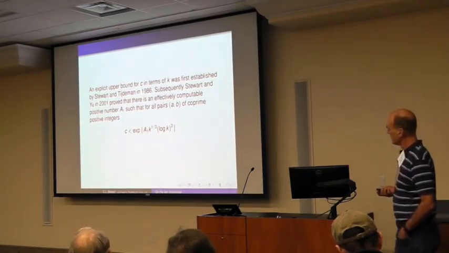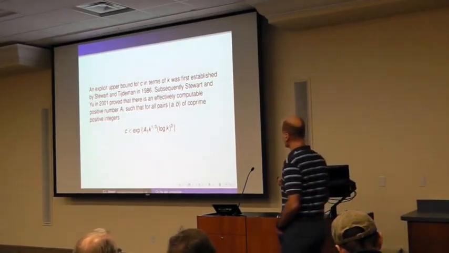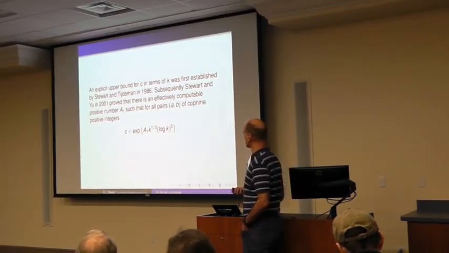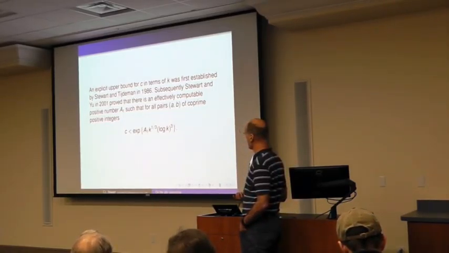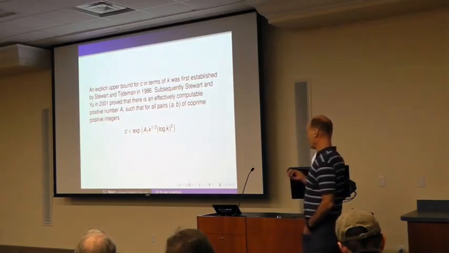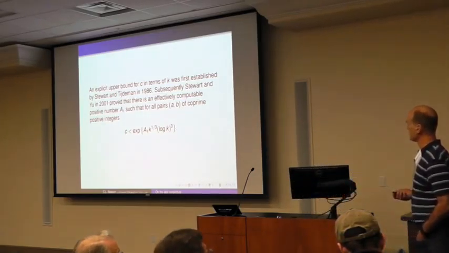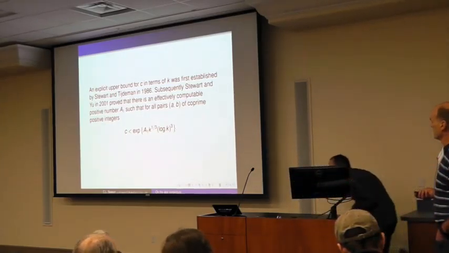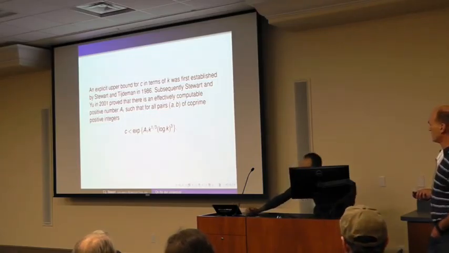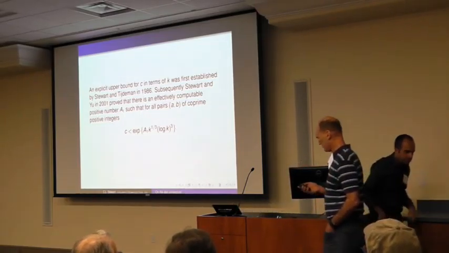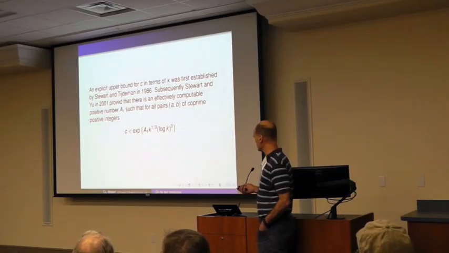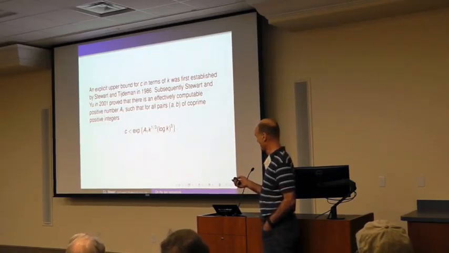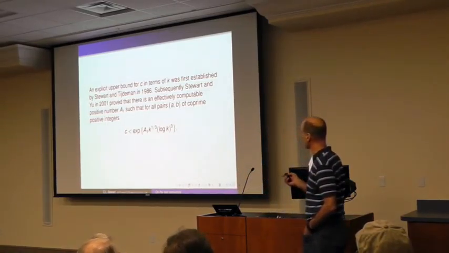So basically e to the k to the 1/3, and of course what we would like is essentially k to the 1 plus epsilon. And it may be that this result has been already supplanted by the work of Mochizuki, but that is to be seen, so we'll wait on that.